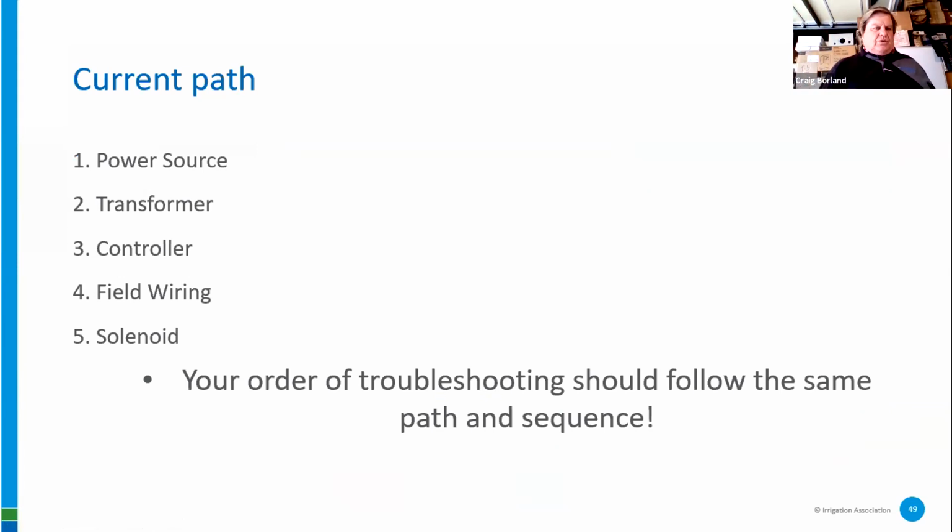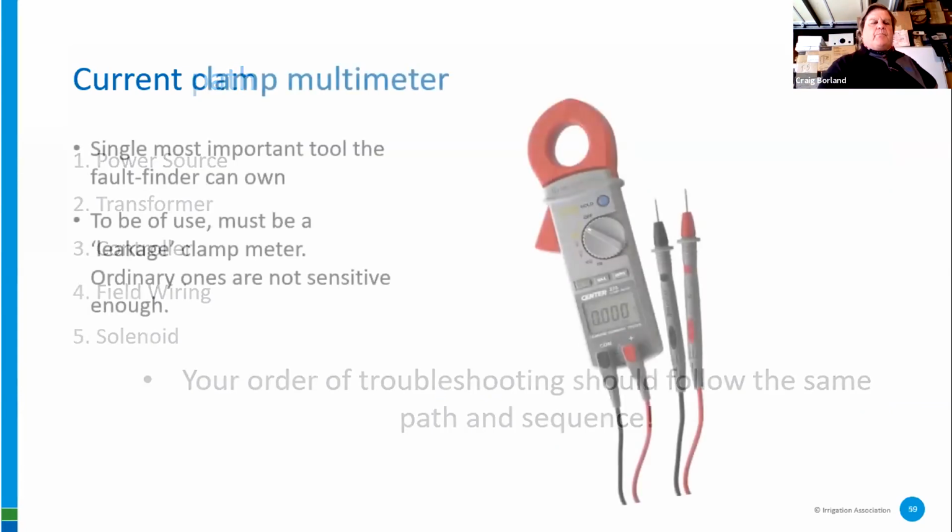Do I have power at the source? Yes, that's not the problem. Do I have power at the transformer? Yes, it's not the problem. Is the controller working? Yes or no. If the controller works fine, then it's in the field wiring, or it could be the solar. Follow the same sequence. Never skip a path.